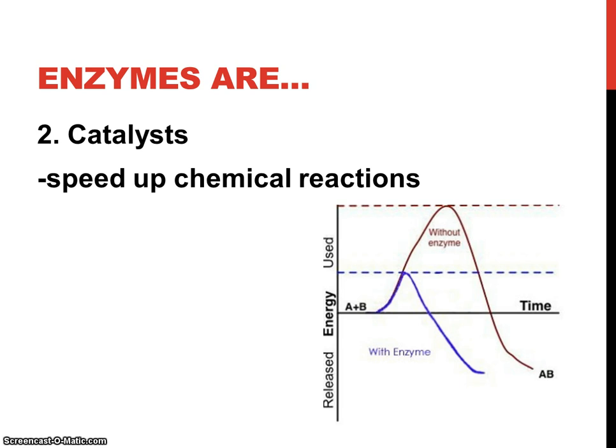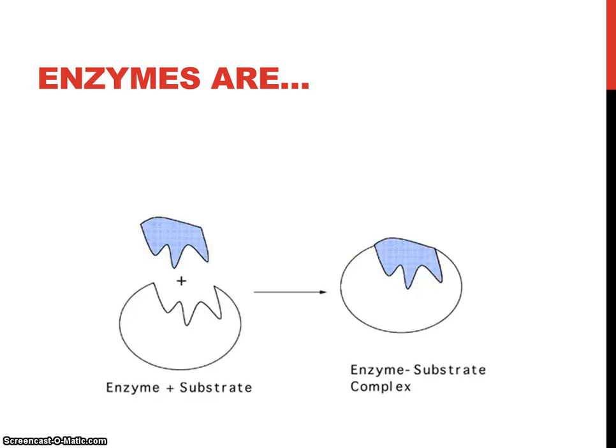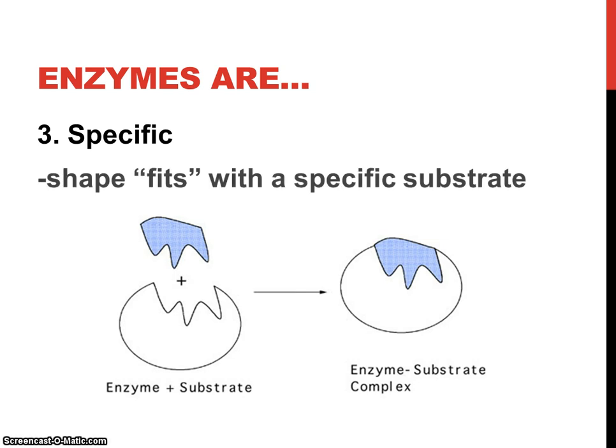Right, moving on to number 3. Enzymes are also specific. So it kind of goes back to the protein and having a really certain specific shape. The shape fits with a specific substrate. So, like a lock and key, an enzyme has a substrate that it's going to fit perfectly with, that it's going to match to. And it's only going to fit to one substrate.